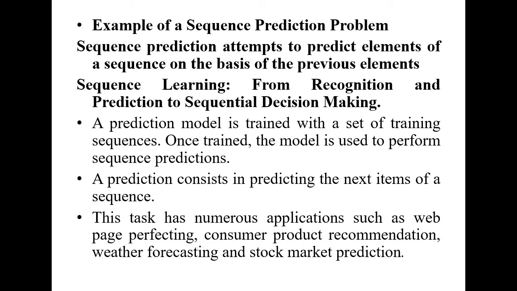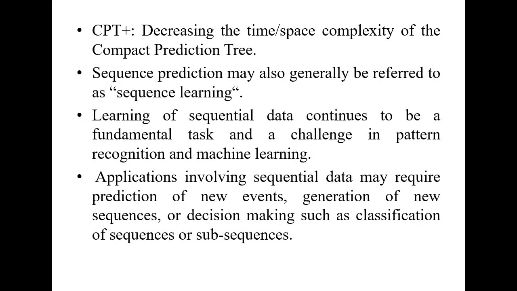Sequence learning covers recognition and prediction for sequential decision making. The prediction model is trained with a set of training sequences. Once trained, the model is used to perform sequence predictions. A prediction consists in predicting the next items of a sequence. This task has numerous applications such as web page prefetching, consumer product recommendation, weather forecasting and stock market prediction. Those applications we will discuss in detail. The CPT, compact prediction tree, decreases the time and space complexity in this model.